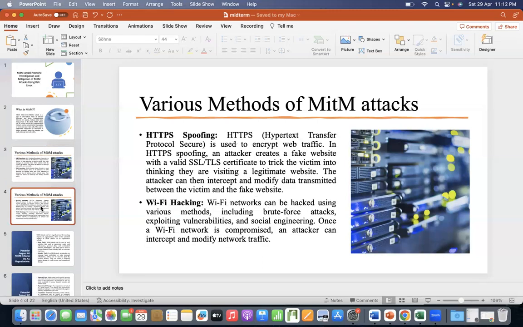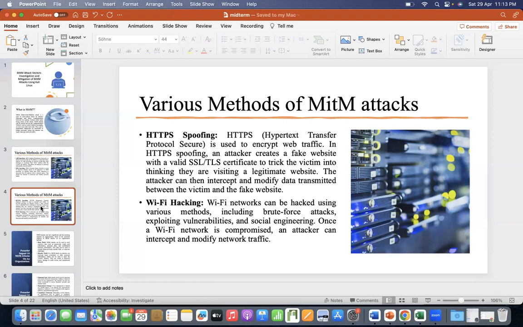And coming to HTTPS spoofing, here the attacker creates a fake website with a valid SSL and TLS certificate to trick the victim into believing it is a legitimate website, and the attacker can intercept and modify the data transmitted between the victim and the fake website.